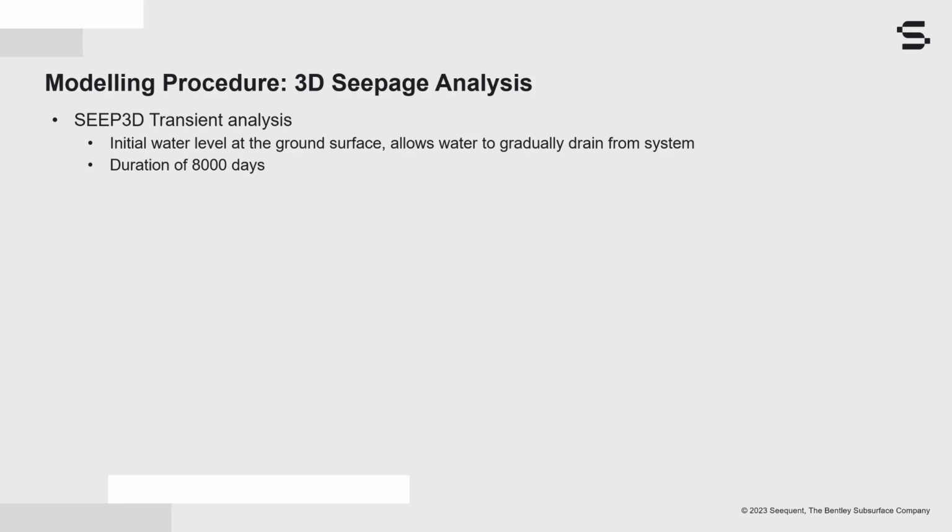Once the geometry is complete, we can start to define the physics on the domain. I will start by setting up the 3D seepage analysis. This transient analysis will start with the water level at the ground surface such that the heap leach pad is fully saturated. Over time, water gradually drains from the system until steady-state conditions are reached, given the applied annual average infiltration rate. This analysis lasted 8,000 days in order to reach steady-state conditions.